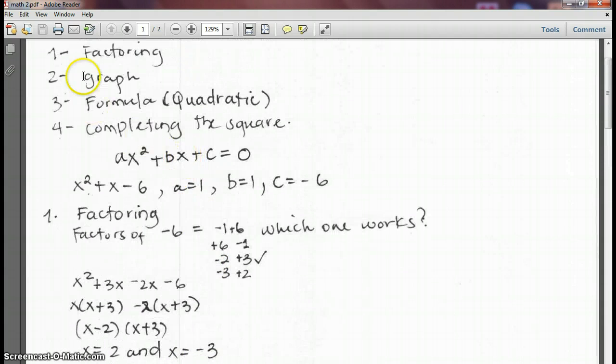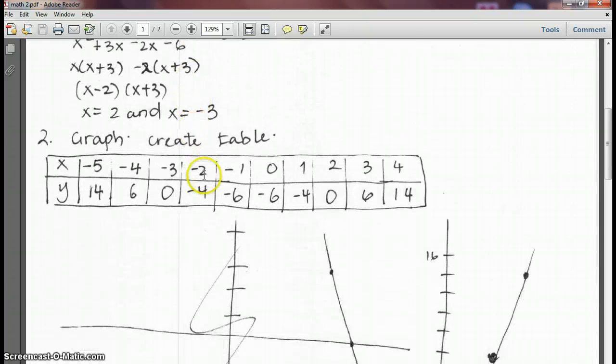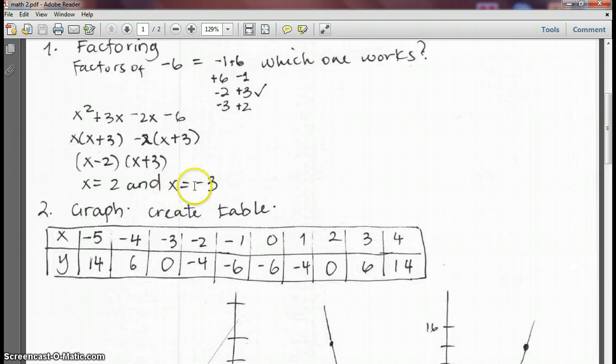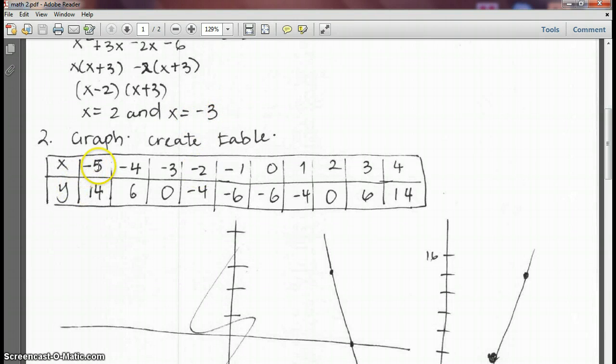The second method is using the graph. If you can't figure out the points in your head, or if the graph is complicated, I usually write a table with x values from minus 3 to 3. But since I know the roots of this equation are minus 3 and 2, I'm going to set up minus 5 to 4.